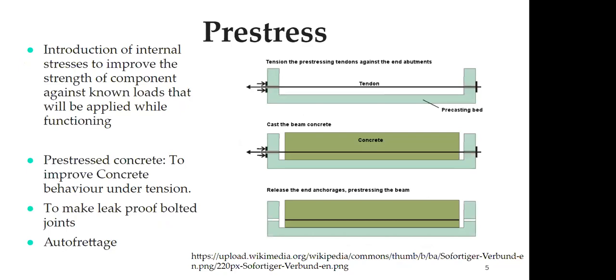Pre-stress is the introduction of internal stresses to improve the strength of a component against the loads that are going to be applied on the specimen. For example, concrete is strong against compression, but it is weak in tensile loads. So we use steel tendons like this while casting the concrete beam. We pre-stress the tendon and cast the concrete beam so that after it completely solidifies, the tendon is always in a state of tension and the concrete beam is always in a state of compression.